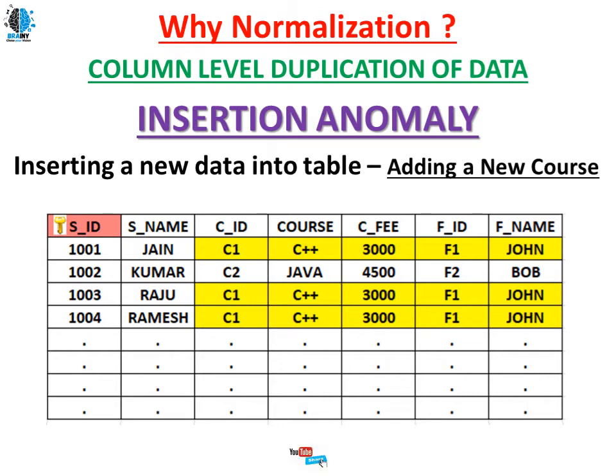So I want to make certain insertions into this table. If I want to make a student entry with student ID 1005 and I enter all the data, I will not get any error. Easily I can do it. For instance, in my institute, I want to launch a new course. Remember this logic: first I will launch a course, then students will enroll for this course.